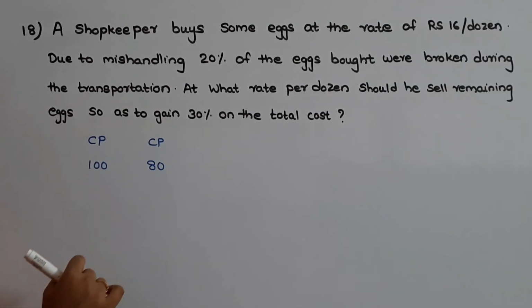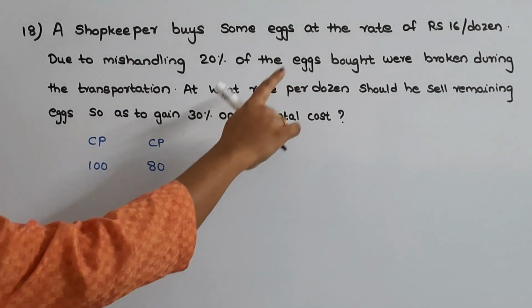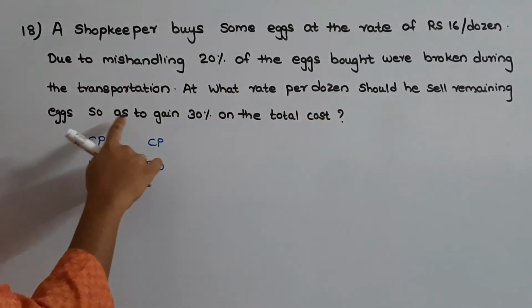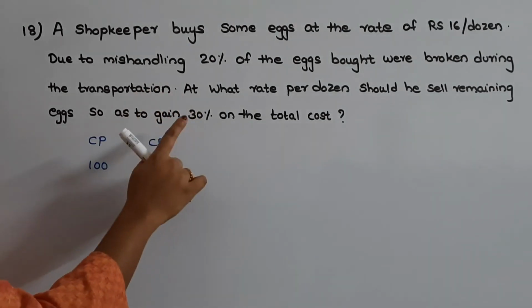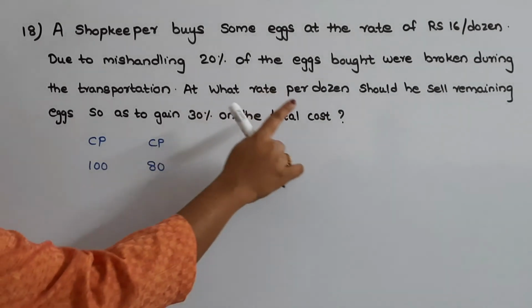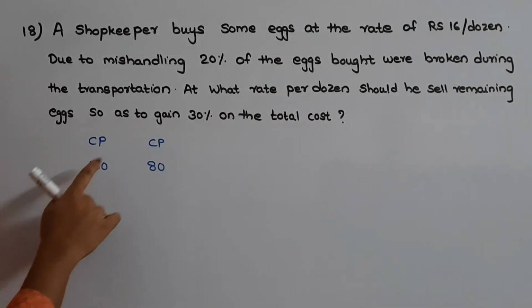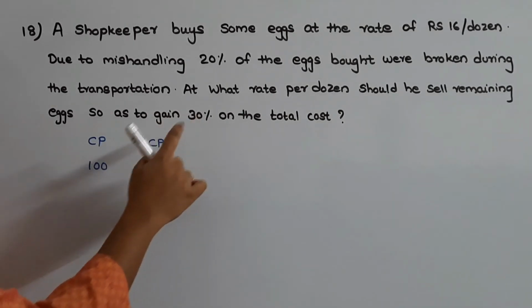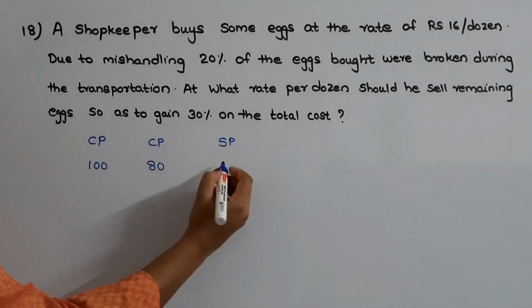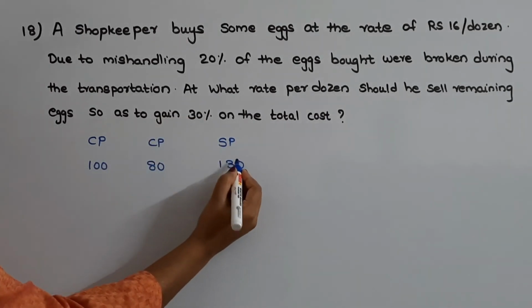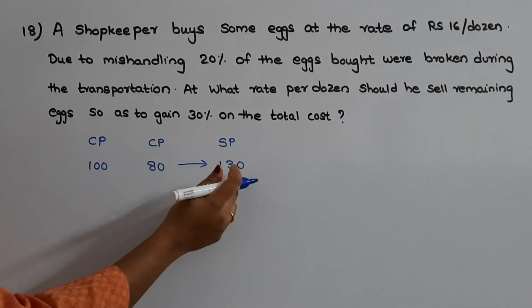Now we need to find out the selling price of the eggs per dozen so that he gets a profit of 30% on the total cost. So the total cost is 100 and the profit percentage is 30. Then what should be his selling price? Selling price should be 100 plus 30, that is 130. Now when the cost price is 80, the selling price is 130.